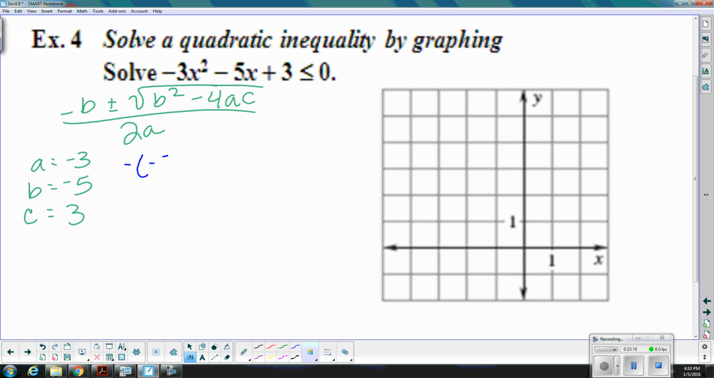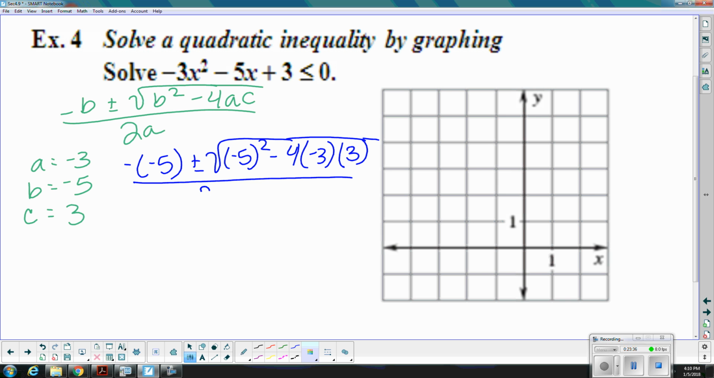So -b plus or minus b squared minus 4ac all over 2a.